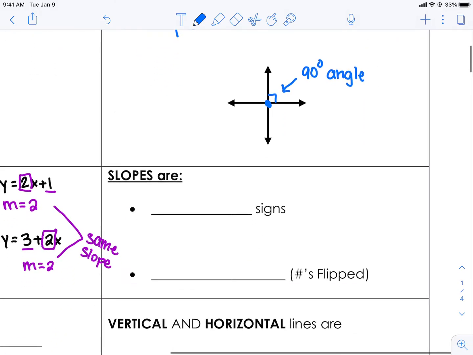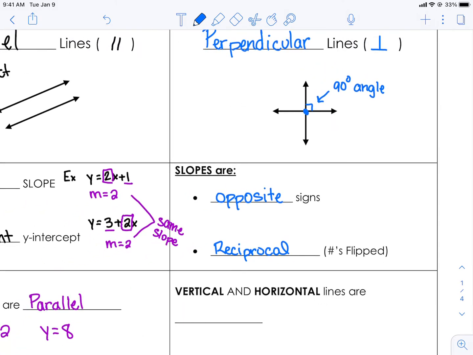So about their slopes and their equations, what this looks like. Their slopes are going to have opposite signs, which means one will always be positive and the other will always be negative. And the slope is going to be the reciprocal of the slope. And all that means is we flip it. So if I had the number 1/3, its reciprocal would be 3/1, or just 3.